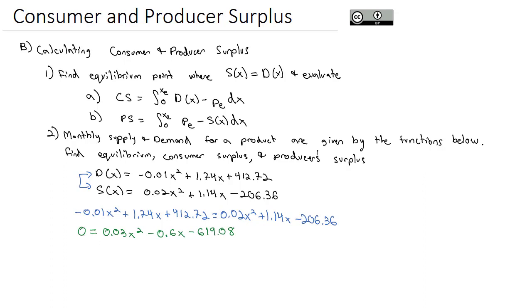And to make life easier, I'm going to get rid of these decimals. I'm going to multiply both sides by 100. Because when I multiply everything by 100, we'll get rid of the decimals, giving us 3x squared minus 60x minus 61,908. And even simplifying more, I see that everything there is divisible by 3. So just because smaller numbers are easier to work with, this step is optional, but it makes it easier for me. I'm going to multiply everything by 1/3, and that's going to give me 0 equals x squared minus 20x minus 20,636.